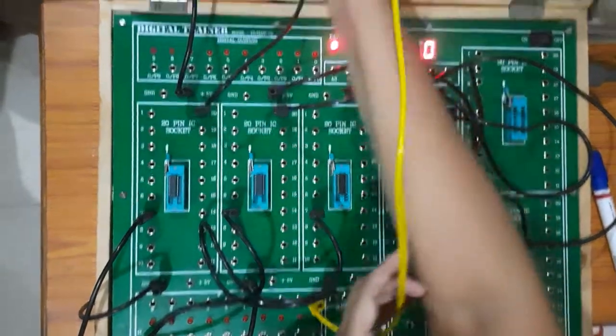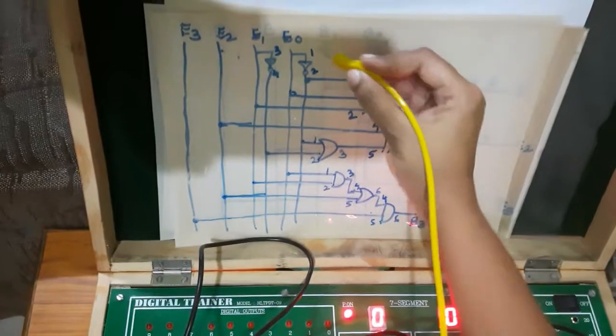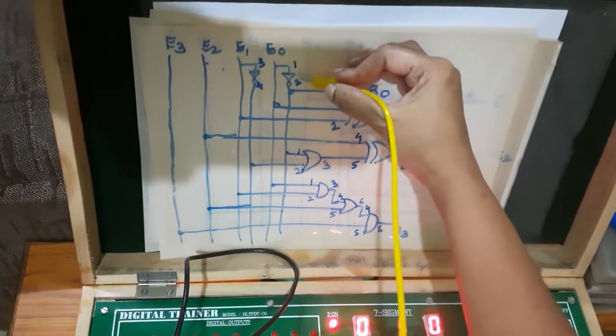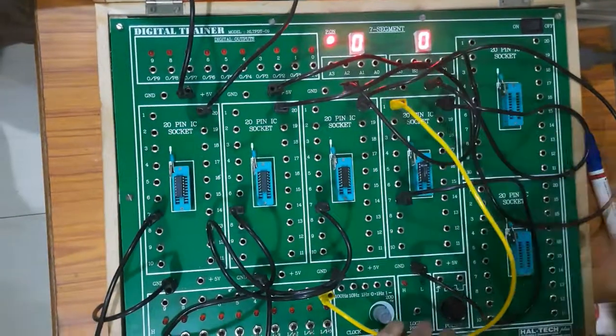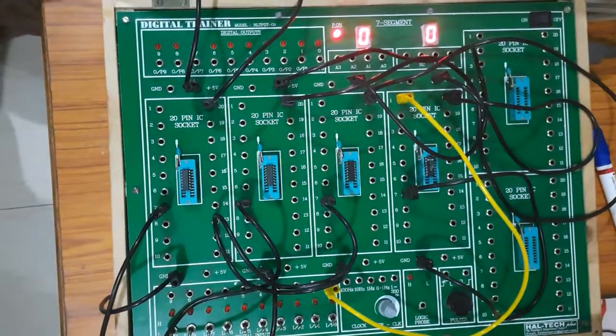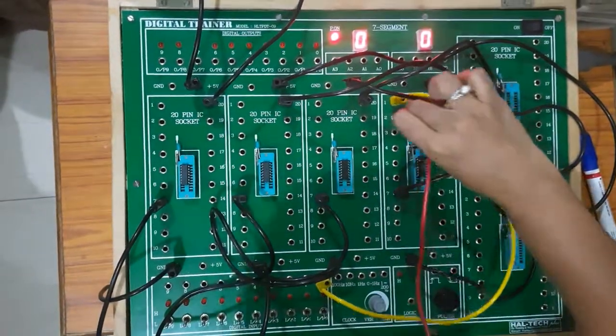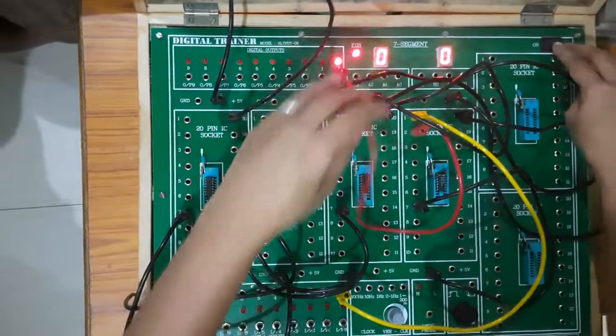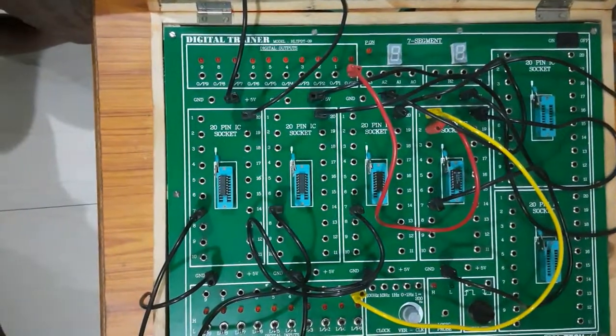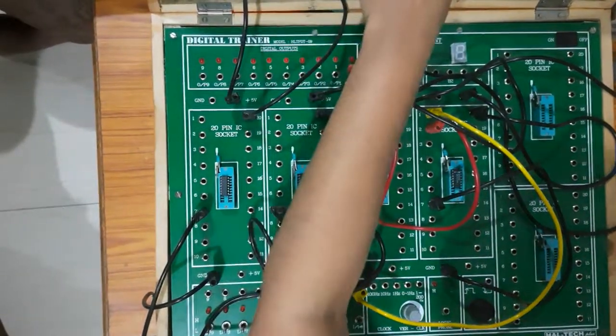So how can I get B0 from E0? Just by inverting it. So I have to connect the E0 pin to the first pin of the NOT gate. So this is the NOT gate. I have to connect it to the first pin. I will be getting output at the second pin, and that is what my B0 is. So this is my B0. Okay. Now next is for B1.